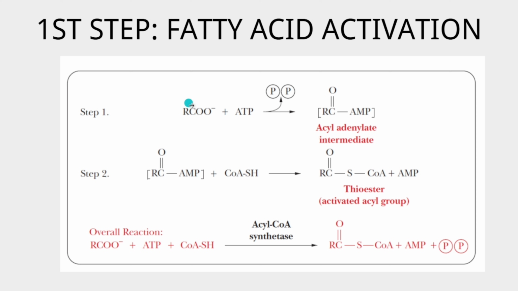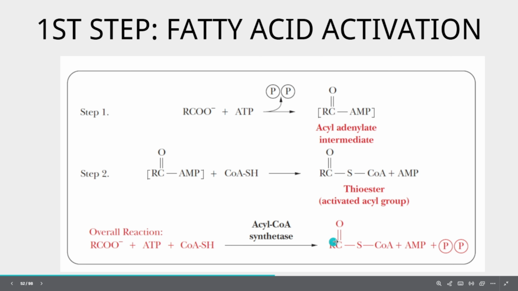Meaning that the fatty acid's carboxyl group is not directly linked with coenzyme A. You need to link it with the thioester bond first. So this is the activation process. The thioester bond is formed between the carboxyl group of the fatty acid and the thiol group of coenzyme A. This process requires ATP. So this is the final product. Do you remember this structure?